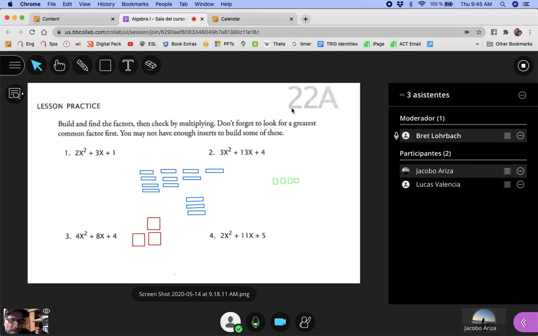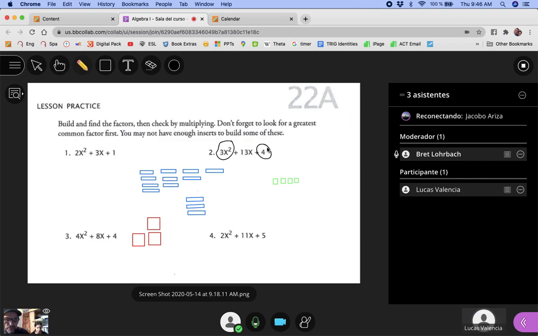Okay. Here's the thing that's important to remember. I don't know if Jacob, you can still hear me, but you have to take both the first term and the third term and arrange them in factors. Either one row of 4 or 4 rows of 1. You have to do it for the third term.